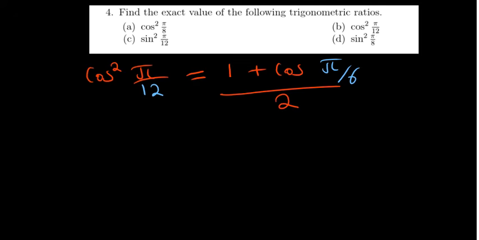If you can't think in radians, just put the 180 there. Pi is 180, so 180 over 6 is 30. So cosine of 30 is what? Root of 3 over 2, if you are able to remember your special angles. And then over 2.